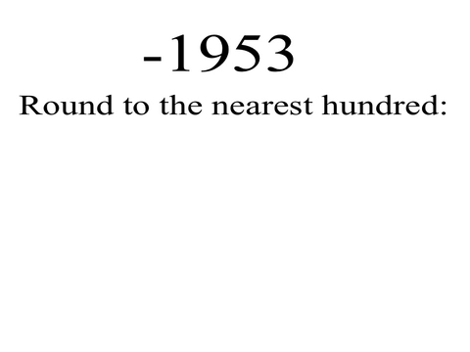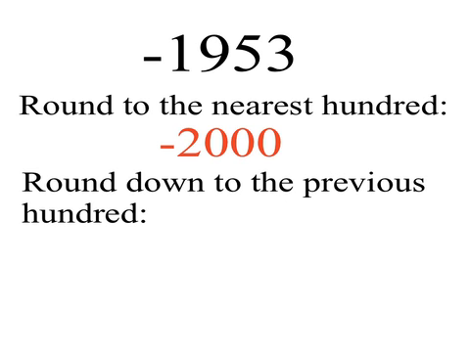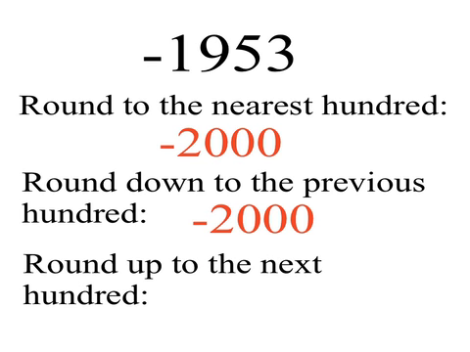And that brings us to negative numbers. Here's negative 1,953. We round it to the nearest hundred, and it's closest to negative 2,000. We round it down to the previous hundred, and it's also negative 2,000. That seems a little backwards from positive numbers, and that's because negative 2,000 is smaller than negative 1,900. But with positive numbers, positive 2,000 is larger than positive 1,900. And then when we round up to the next hundred, the next number counting by hundreds that's larger than negative 1,953 is negative 1,900.